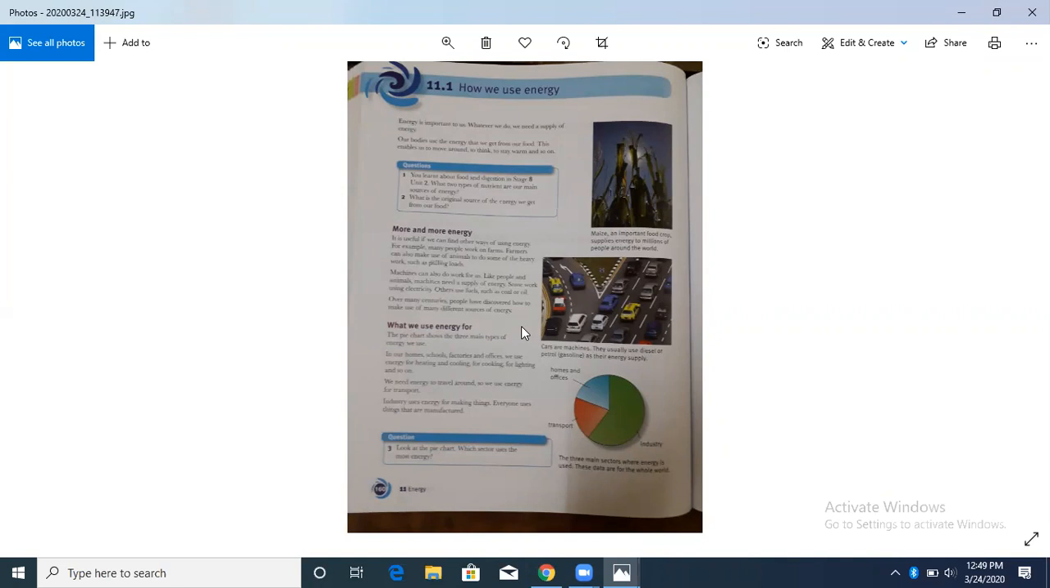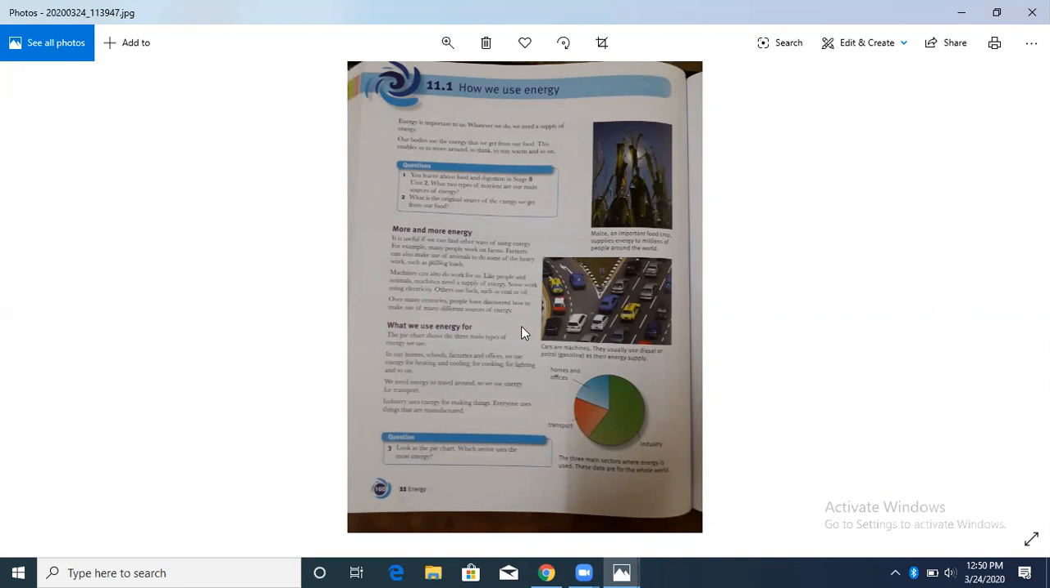Over many centuries, people have discovered how to make use of many different sources of energy. You know, in the past, we didn't have this many energy sources. We didn't know how to make or use energy. But the scientists discovered different items. They discovered crude oil. From that crude oil, we can make petrol, diesel, kerosene, and electricity was discovered too. So these are the needs of energy for the people, for the animals, for the industries, vehicles, machines.